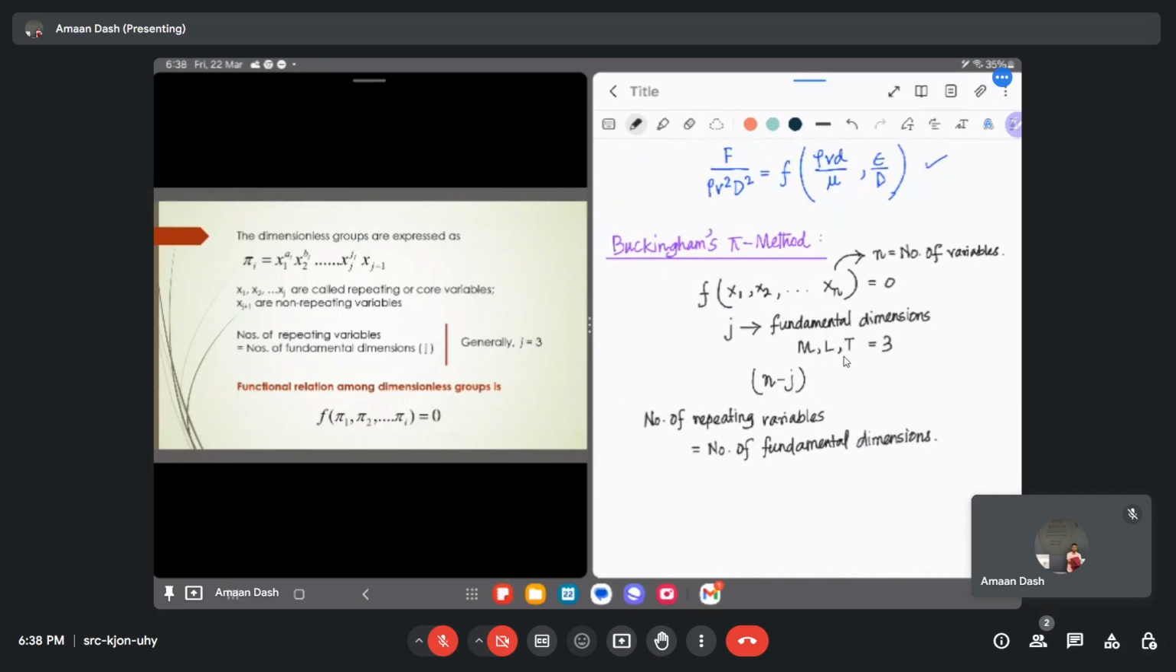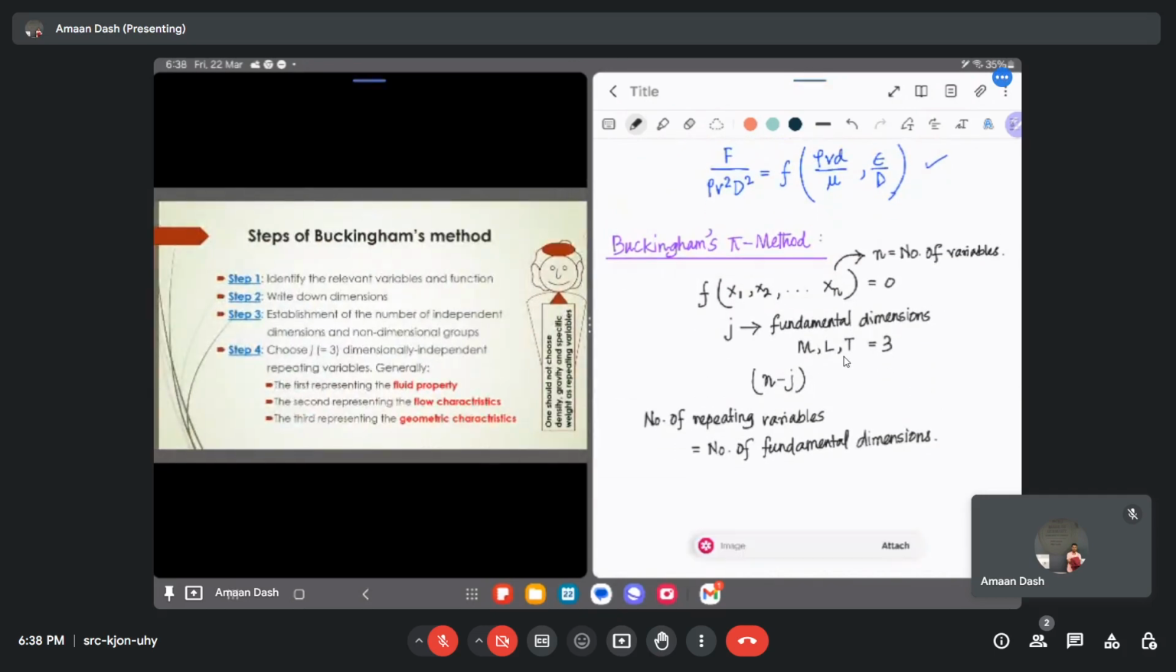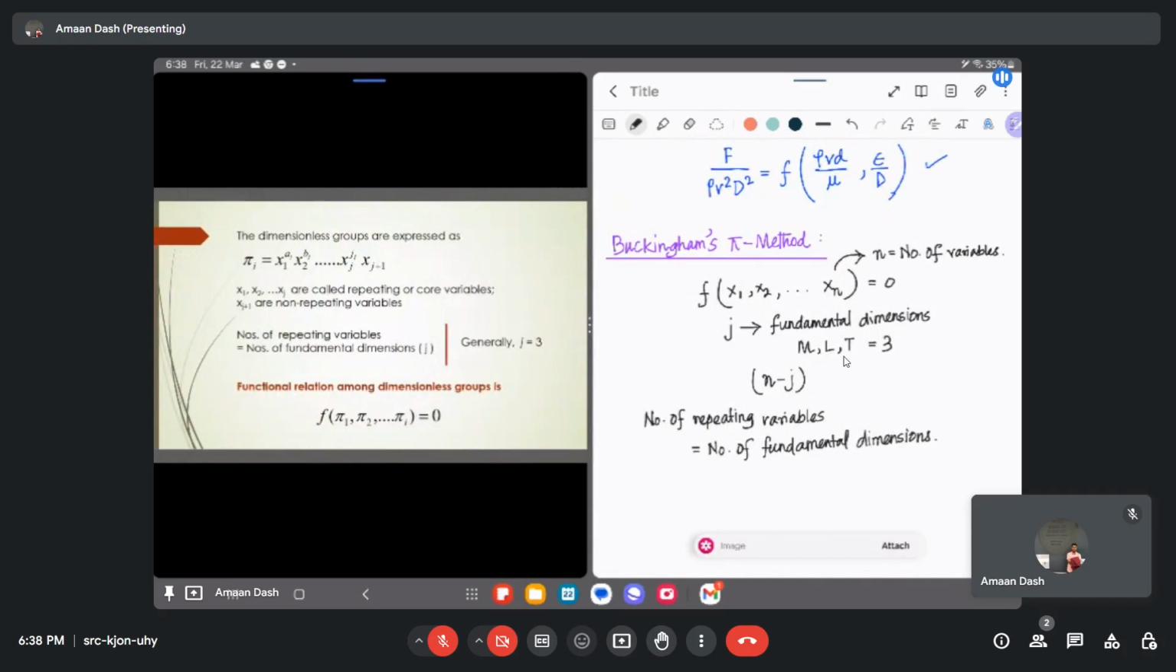Okay, so let us see. Generally it is equal to 3, that is j is equal to 3, as in this case we know. But it might not be 3 in all the cases. For our case here, it is most probably 3. Most frequently it will be 3 only, but it can be more than 3 as well.